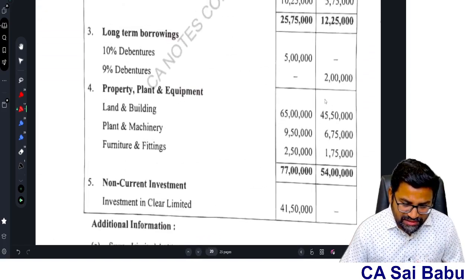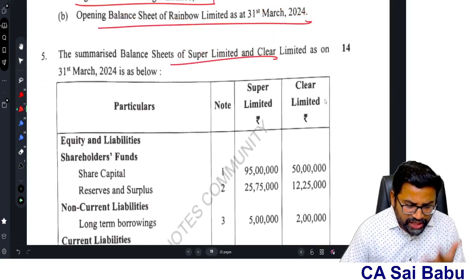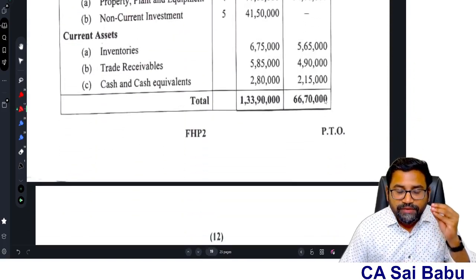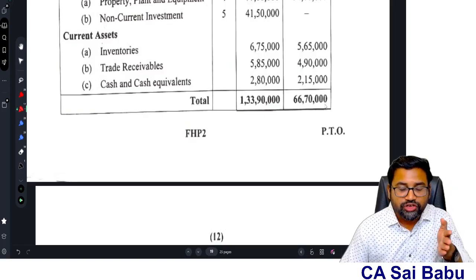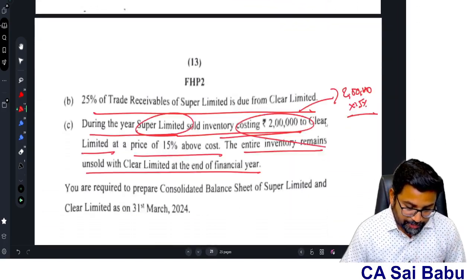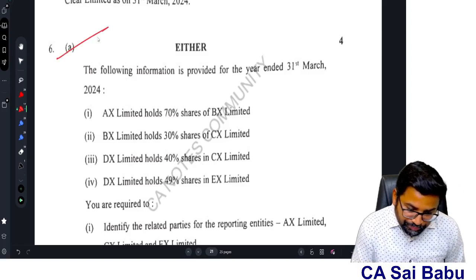Remaining is all very easy. Even the consolidation, there is nothing, sir. They have given a straightforward consolidation with the subsidiary. So even if you have a little bit of knowledge of consolidation, you can easily add all the assets and liabilities. Nothing great. So next, sixth question A.